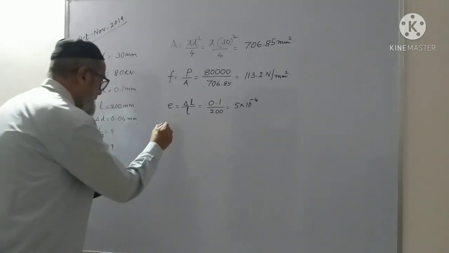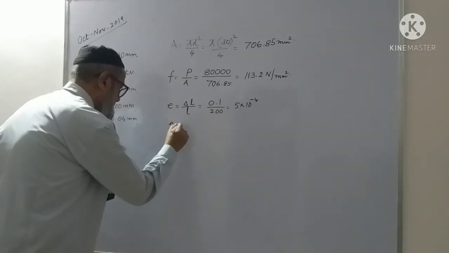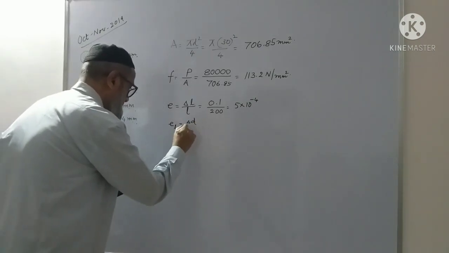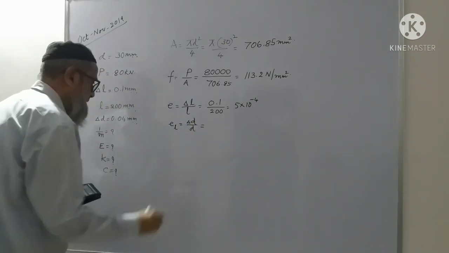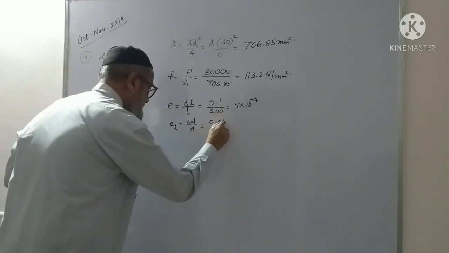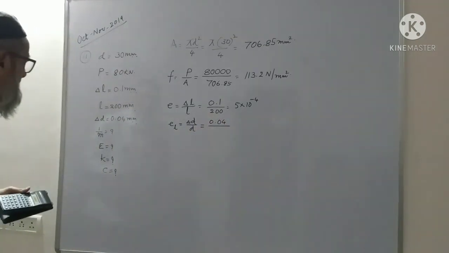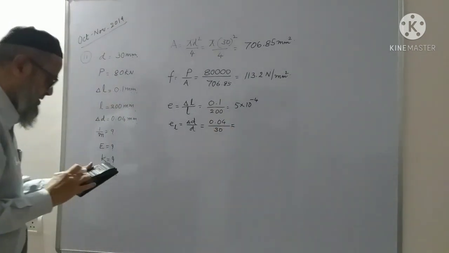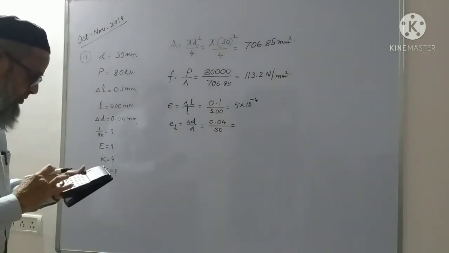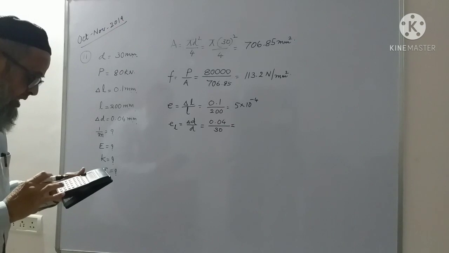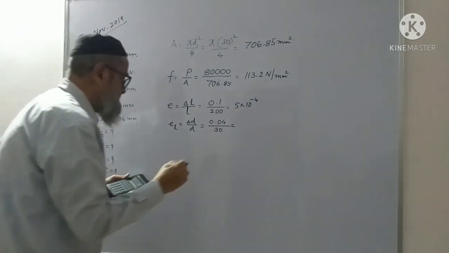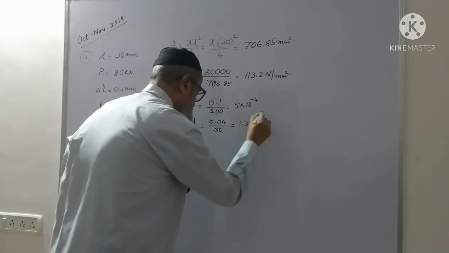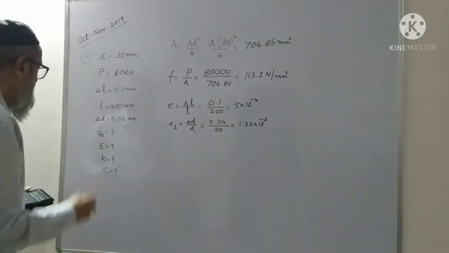Next, lateral strain. Lateral strain is delta D by D. Change in diameter is 0.04 mm. The original diameter is 30 mm. So that will give us 0.04 divided by 30, which will be 1.33 into 10 to the power of minus 3.